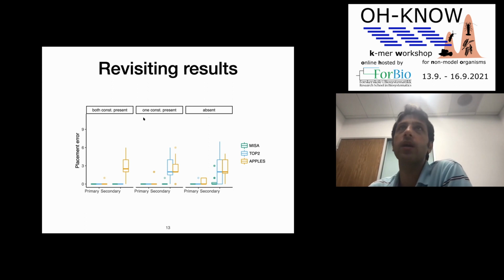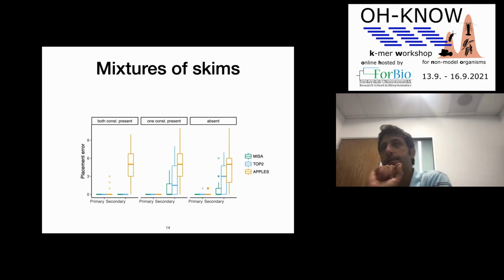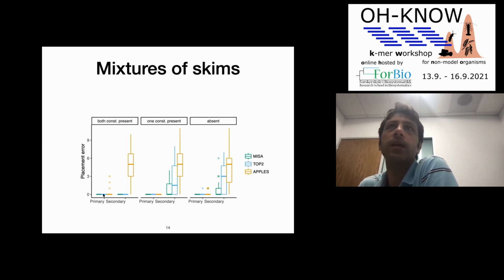Okay, so while you guys are typing questions, these results were based on actual genome assemblies, not genome skims. We also did an analysis based on genome skims. These are lice genome skims, real genome skims, not simulated skims. The patterns are basically very similar. When you have both constituents, both MISA and top 2 work exactly correctly. When you have one of them in the mix, MISA finds the correct one. This tree is much larger, it's 78 edges, so even an error of 2 or 3 edges is not so bad here.